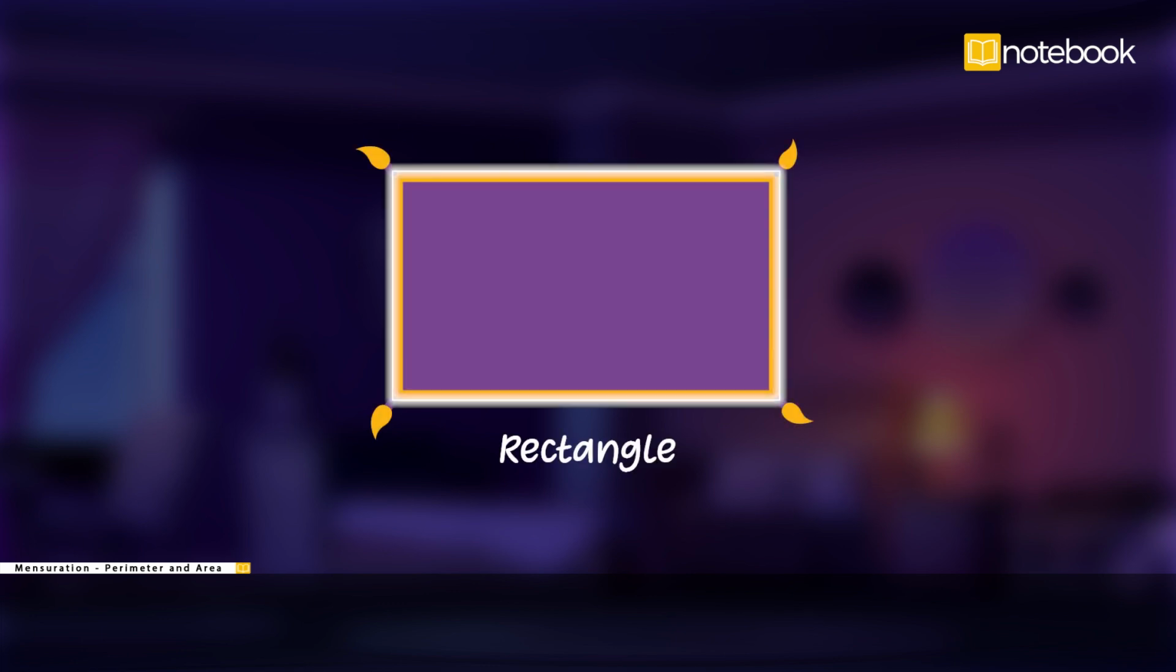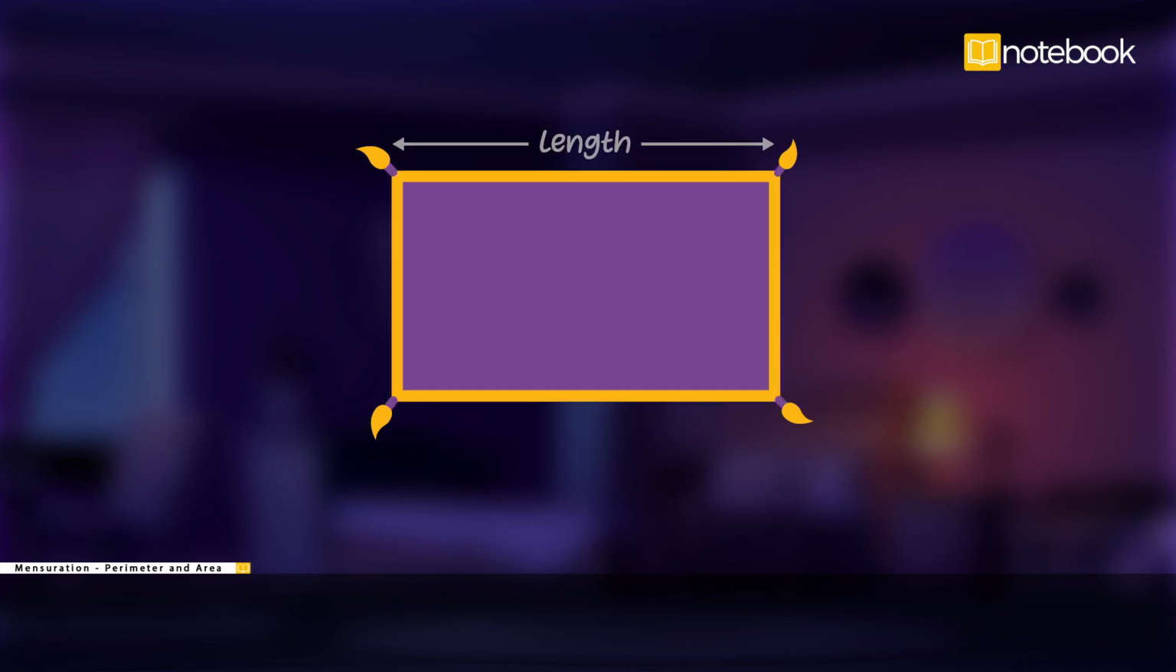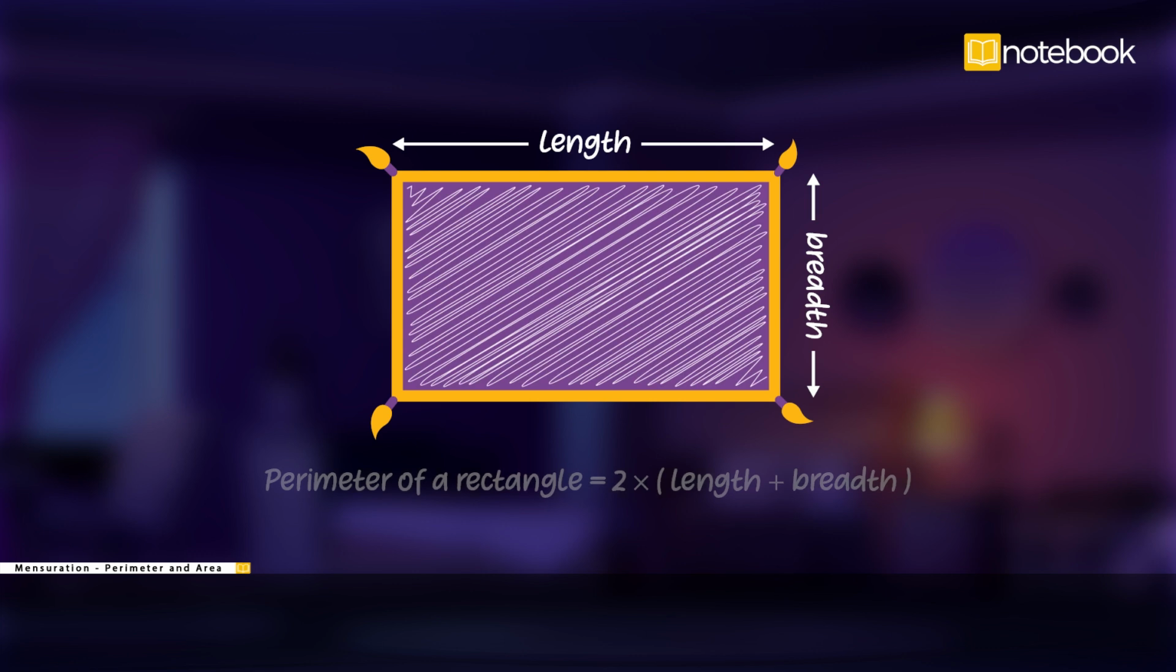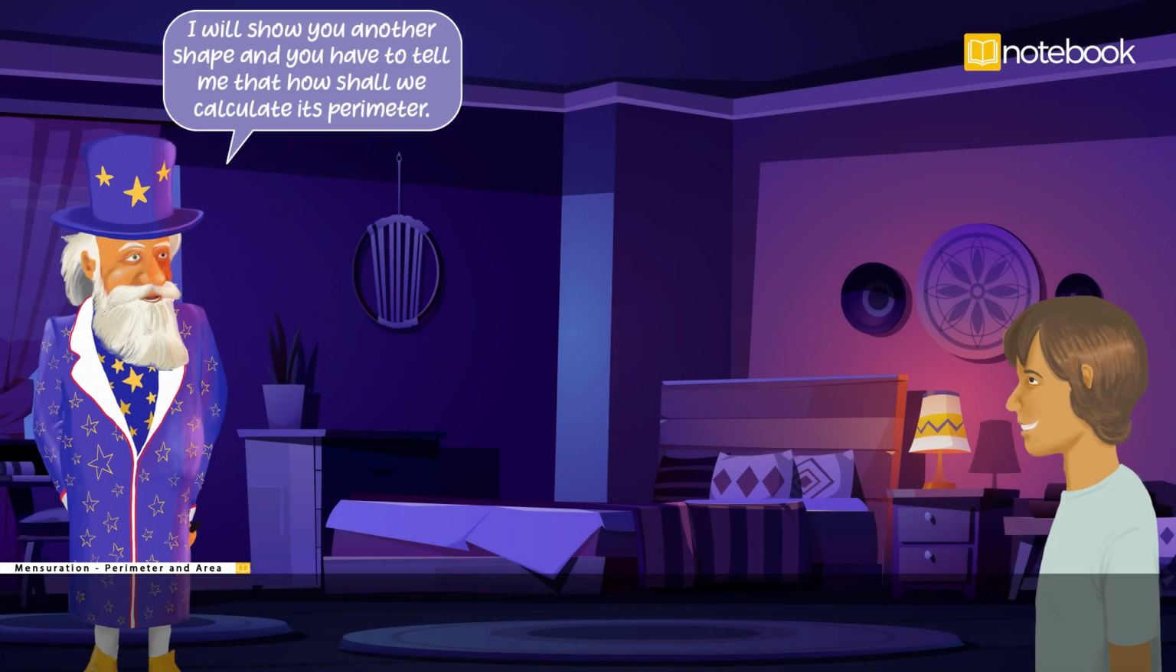My boy, now tell me, what is the shape of this carpet? Rectangle. How will you find the perimeter of a rectangle? Note the length and breadth of the rectangle. My boy, the perimeter of the rectangle can be found by adding the length and breadth and then multiplying the sum by 2. Area of a rectangle is given by the product of length and breadth. Now I will show you another shape and you have to tell me how we shall calculate its perimeter.